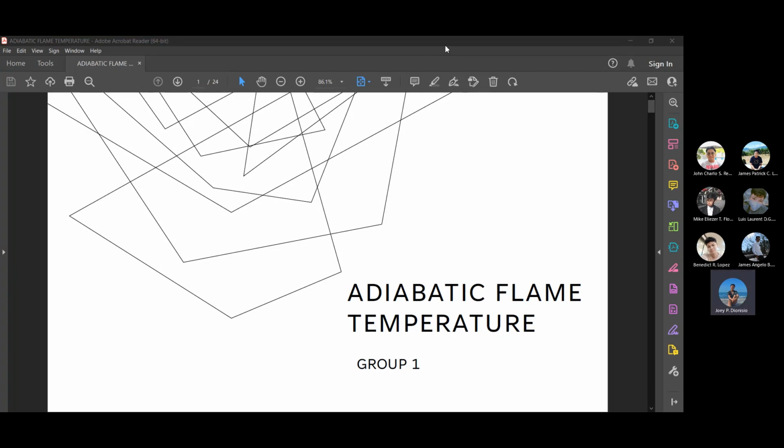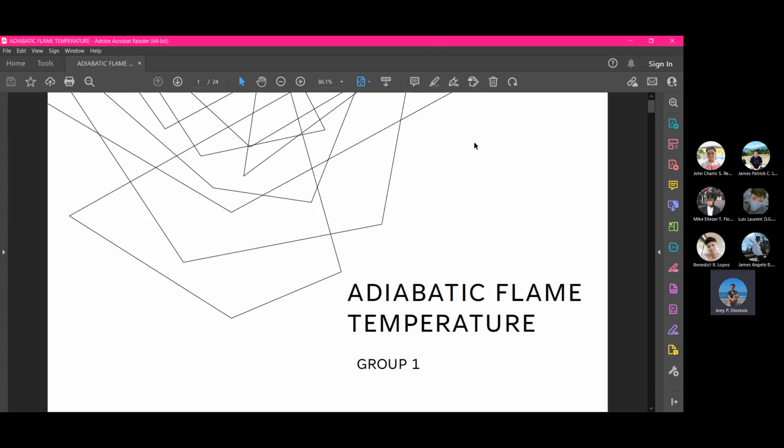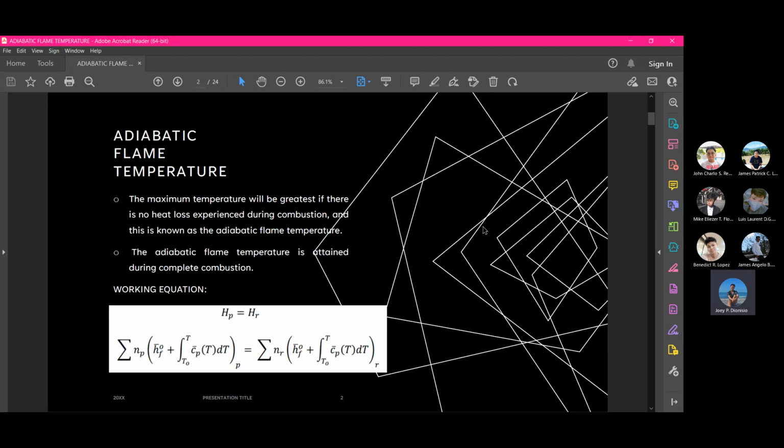So good day everyone. We are Group 1 and we are here to present this lesson, adiabatic flame temperature. So what exactly is the adiabatic flame temperature? The maximum temperature will be greatest if there is no heat loss experienced during combustion. This is known as the adiabatic flame temperature. The adiabatic flame temperature is attained during complete combustion.